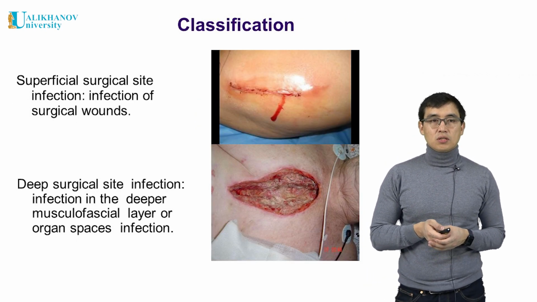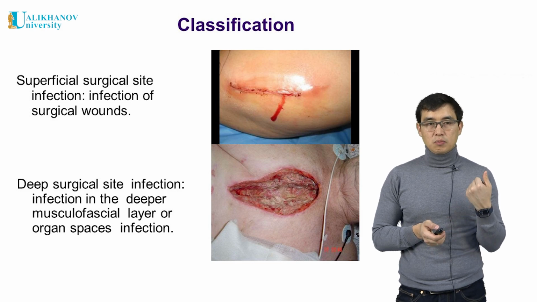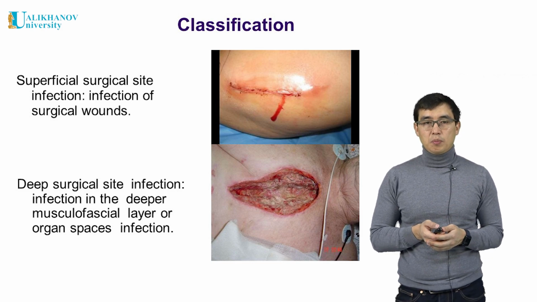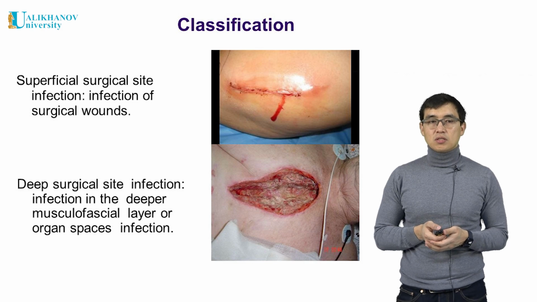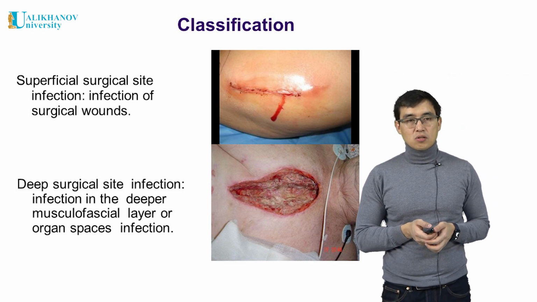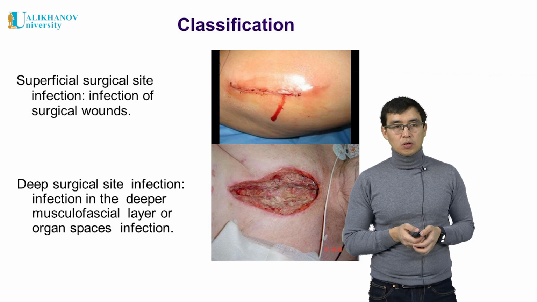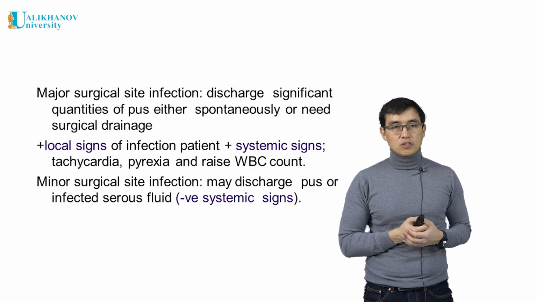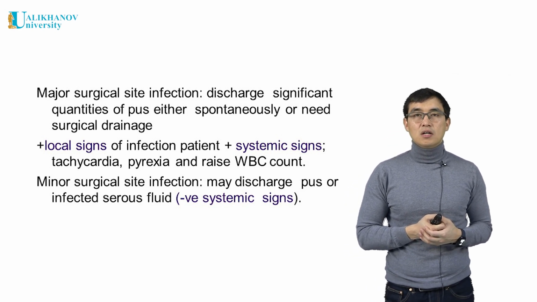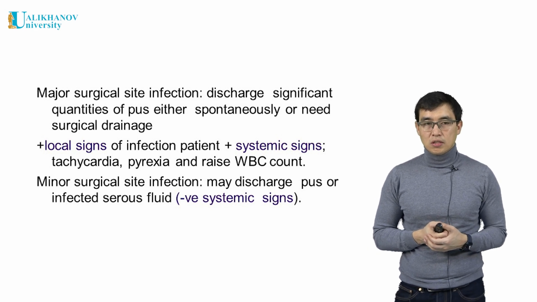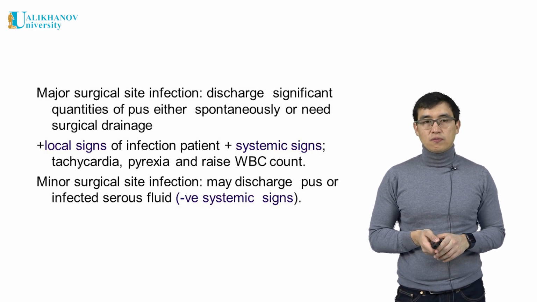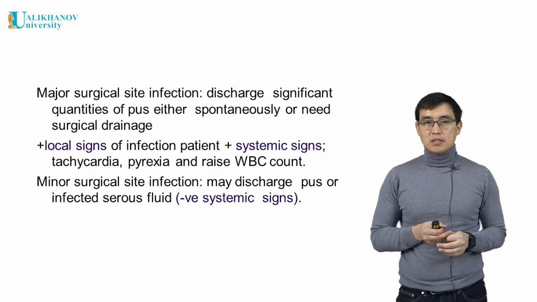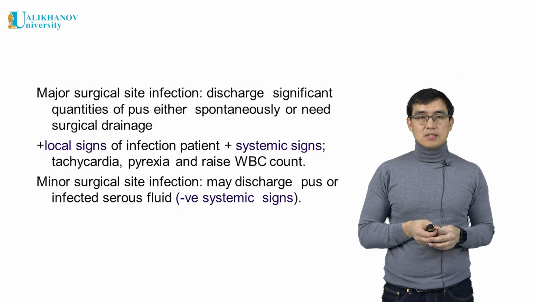Surgical site infection, infection of surgical wounds. It can be superficial, the upper, and deep surgical site infection. It's the infection in the deeper musculofascial layer, or organ space infections. Major surgical site infection discharges significant quantities of pus, either spontaneously or needs surgical drainage, plus local signs of infection, plus systemic signs: tachycardia, pyrexia, and raised white blood cell count.